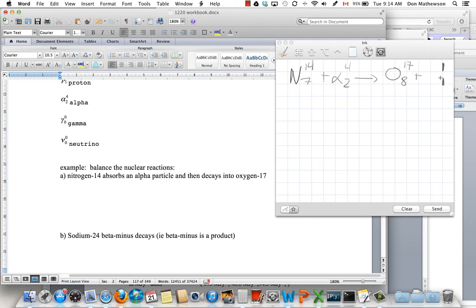There's got to be 1 here, so we can see that this missing particle has to be a neutron to balance both the mass numbers and the charge numbers. So nitrogen absorbs an alpha particle, decays into oxygen 17. What's left over? Well, it's got to be a 1,1 neutron.